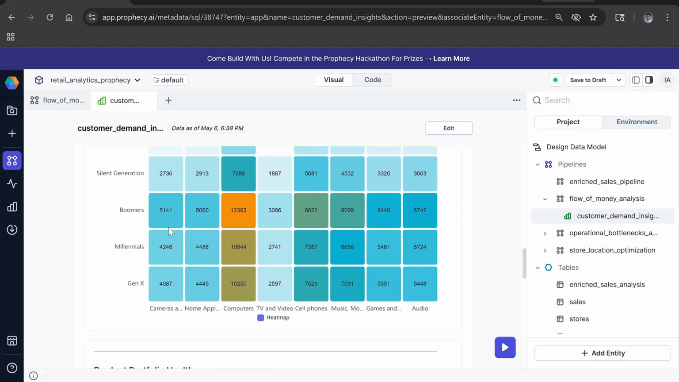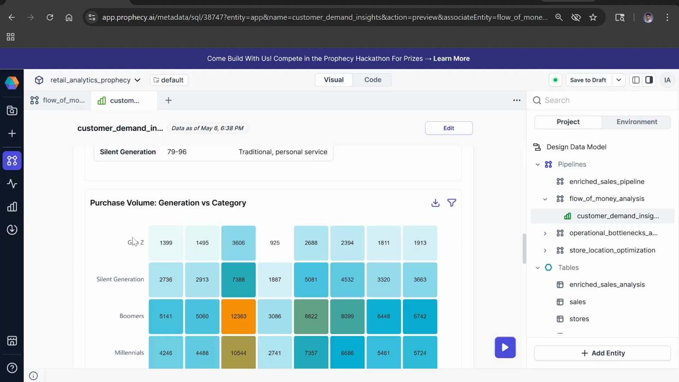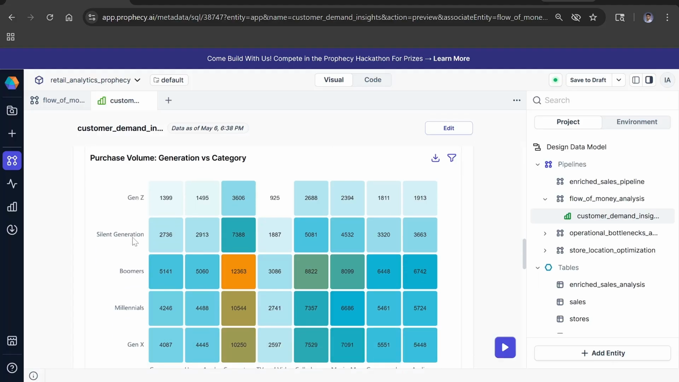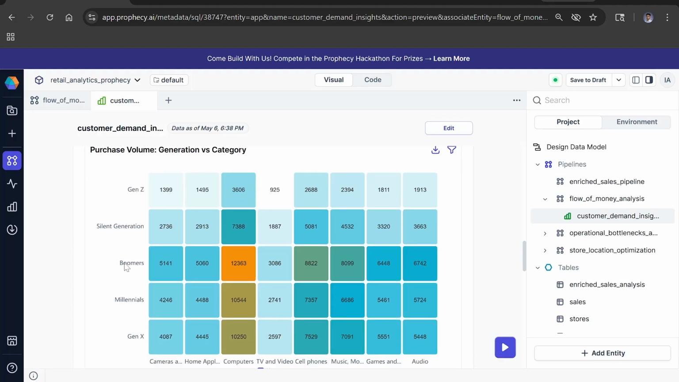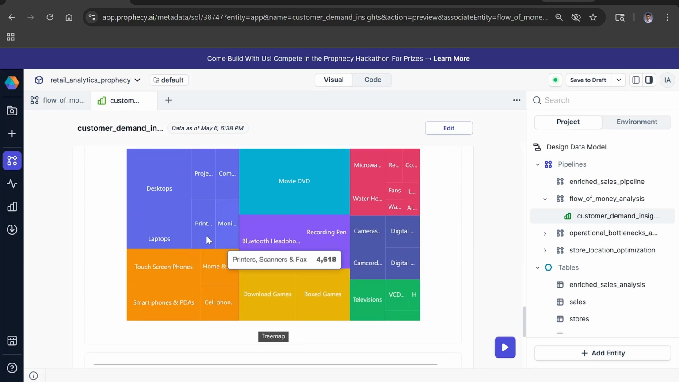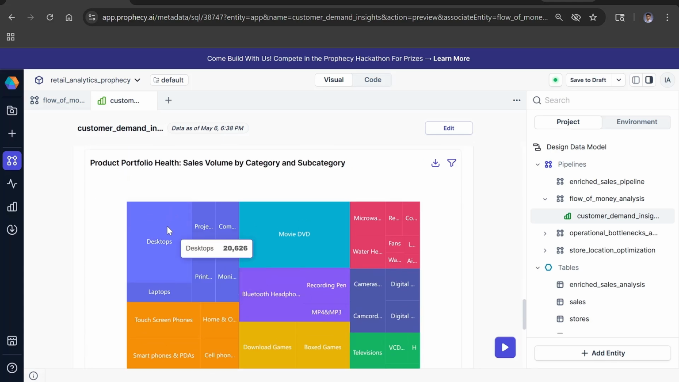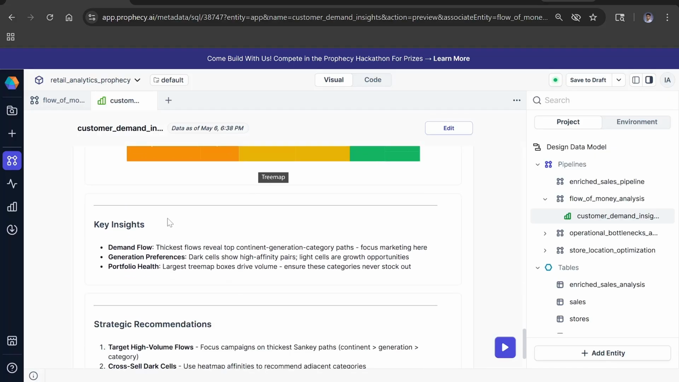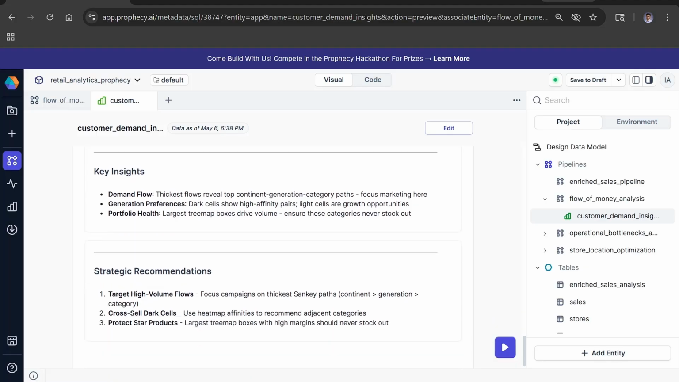And there's a heat map which shows which generations prefer which product category. For example, boomers have dark cells in computers, which tells us that's a high affinity pair we should double down on. And there is a tree map which shows product portfolio health by sales volume. And there are some key insights and strategic recommendations for the business, like target high volume flows, protect star products.